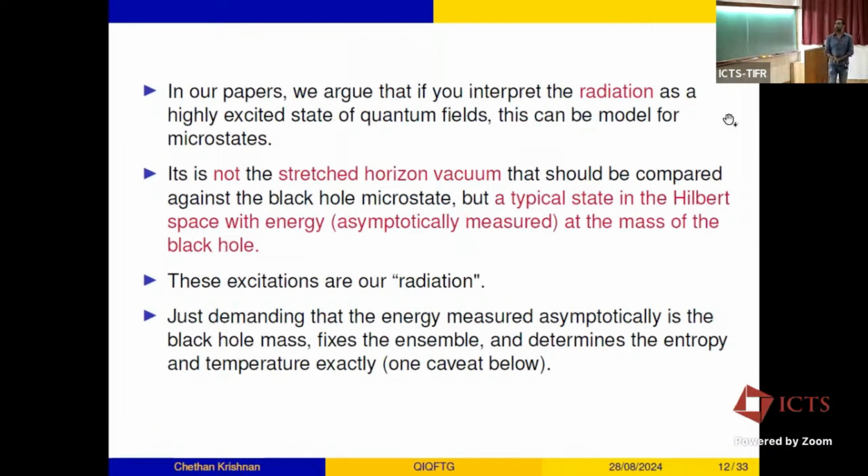So in our papers, what we are essentially doing, and I think I'm now making the main statement, is that we argue that if you interpret the radiation as a highly excited state in a quantum field theory living on this AdS with a stretched horizon, then that could be a model for the radiation, and the states of this radiation qualify, as we will argue, as the microstates of the black hole. So this is the bottom-up model that we are putting forth. It's basically a QFT in AdS with a cutoff, and it's an excited state.